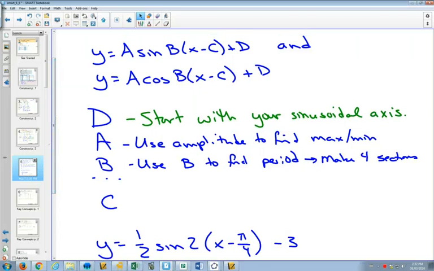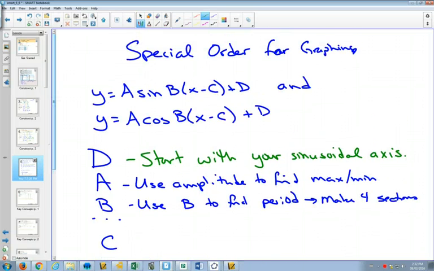Your B value always helps you find your period. And we had our period formula. I'll write it up here again. We can find our period because it's always 2 pi over the B value. So we use our B value to find our period, and then once we have our period, we can divide that into 4 equal sections. Because when we graph sine and cos normally from 0 to 2 pi, we graphed in 4 equal sections to represent each of those 4 quadrants.